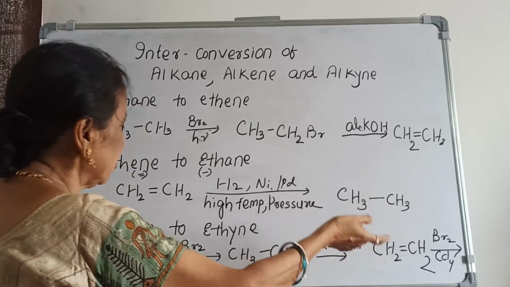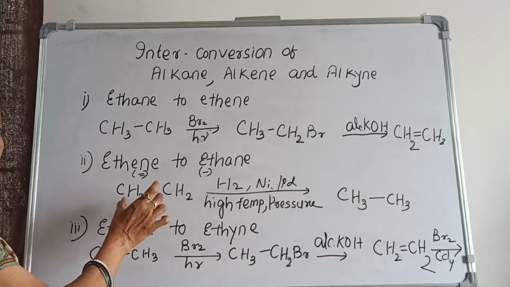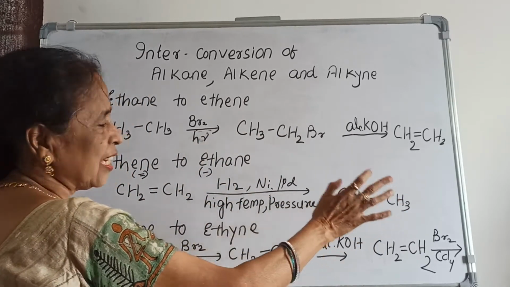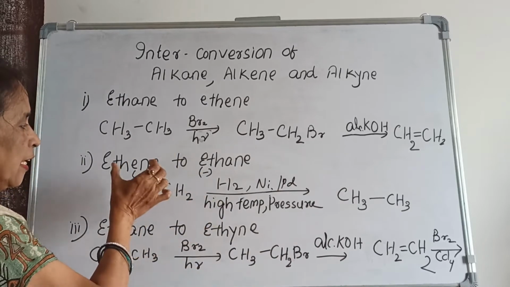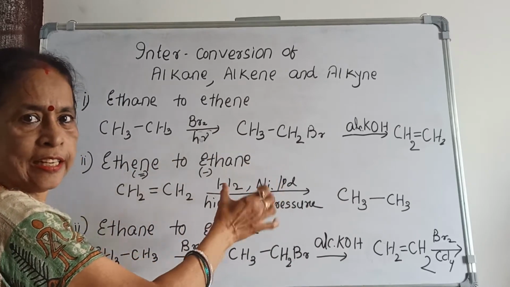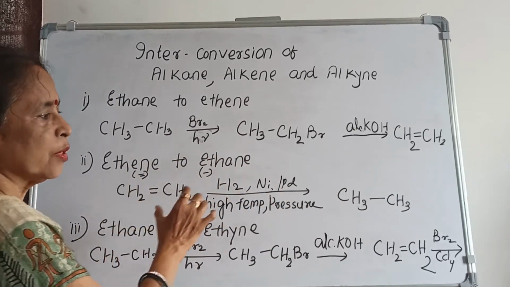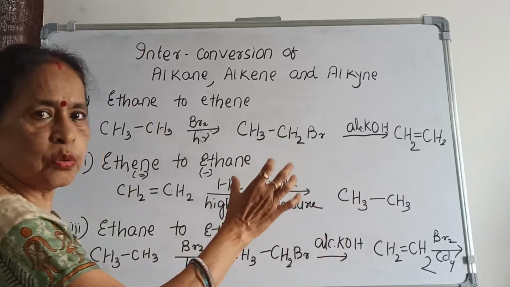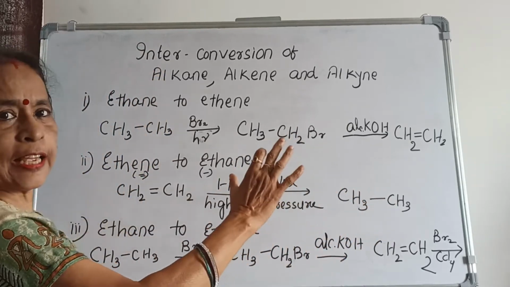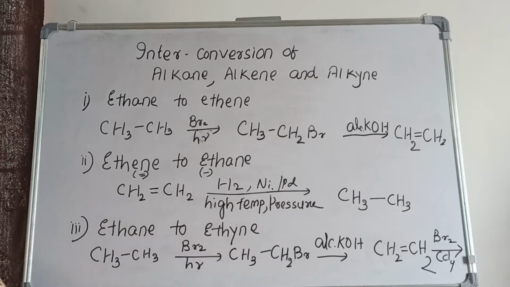It is a single bond, it is a double bond. Ethene means double bond. Ethane means single bond. What is the question? Ethene to ethane. Double bond having 2 carbons to single bond 2 carbons. Ethene to ethane. Now next, the third one.